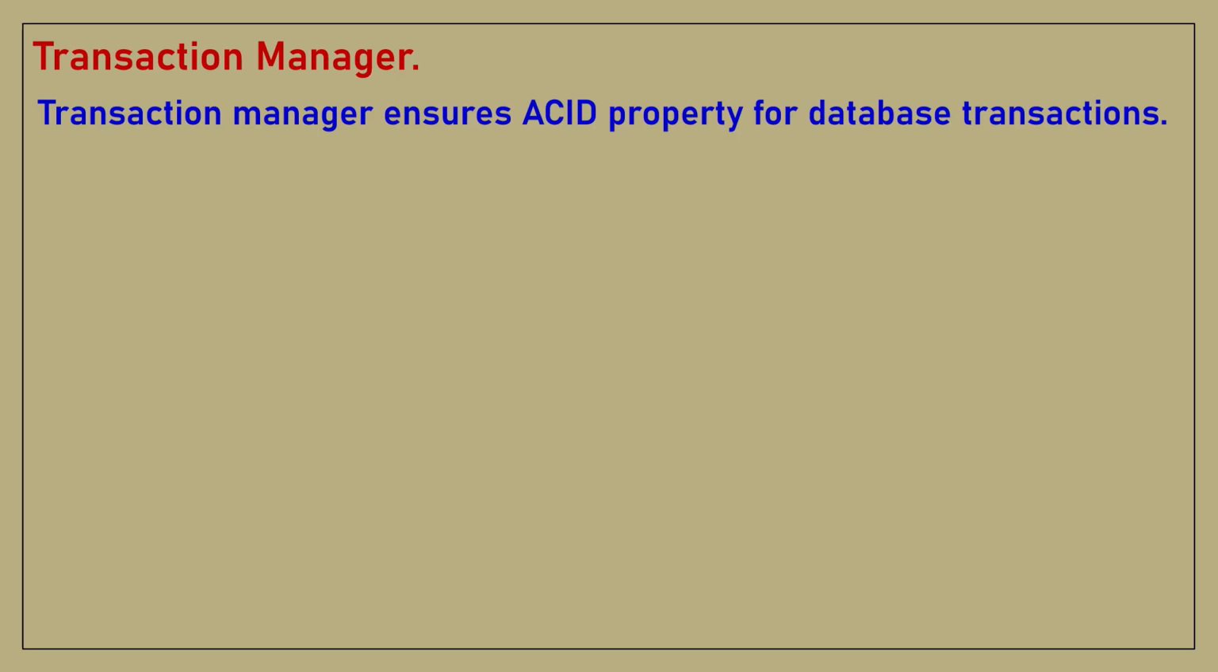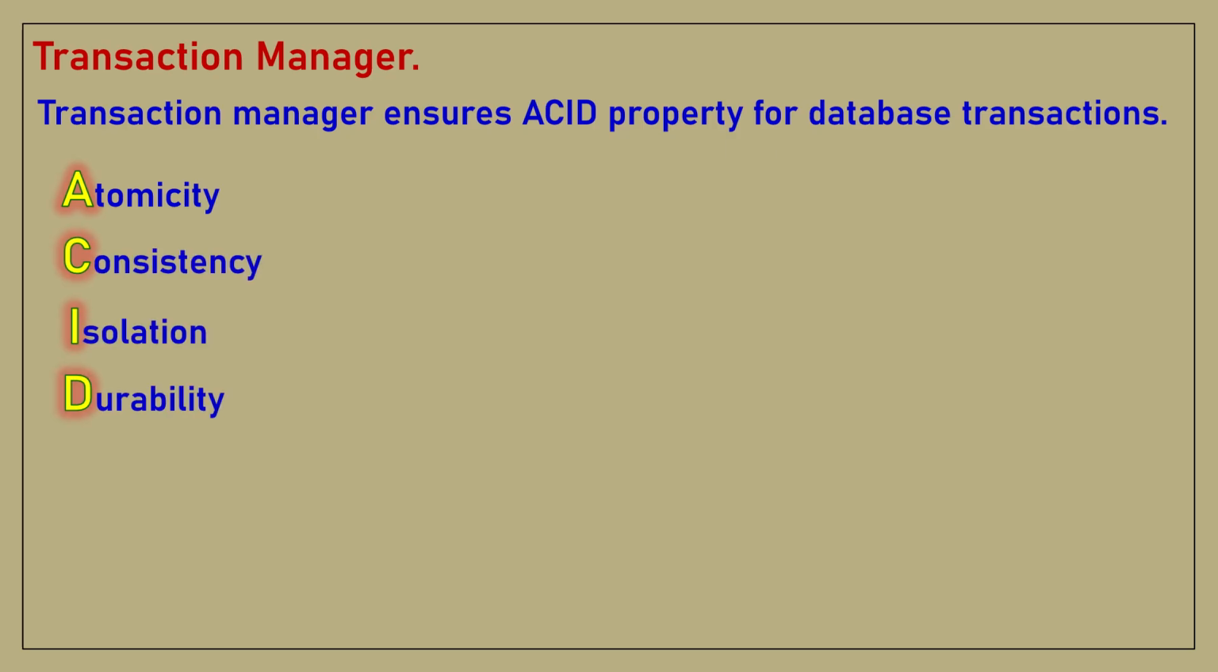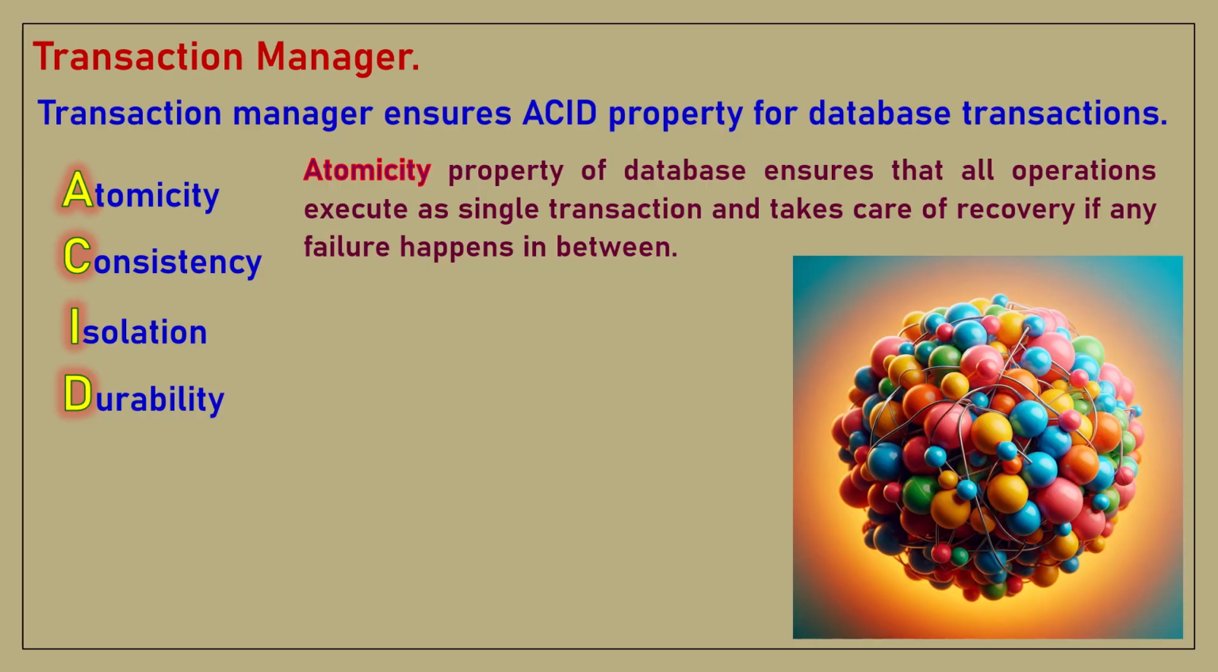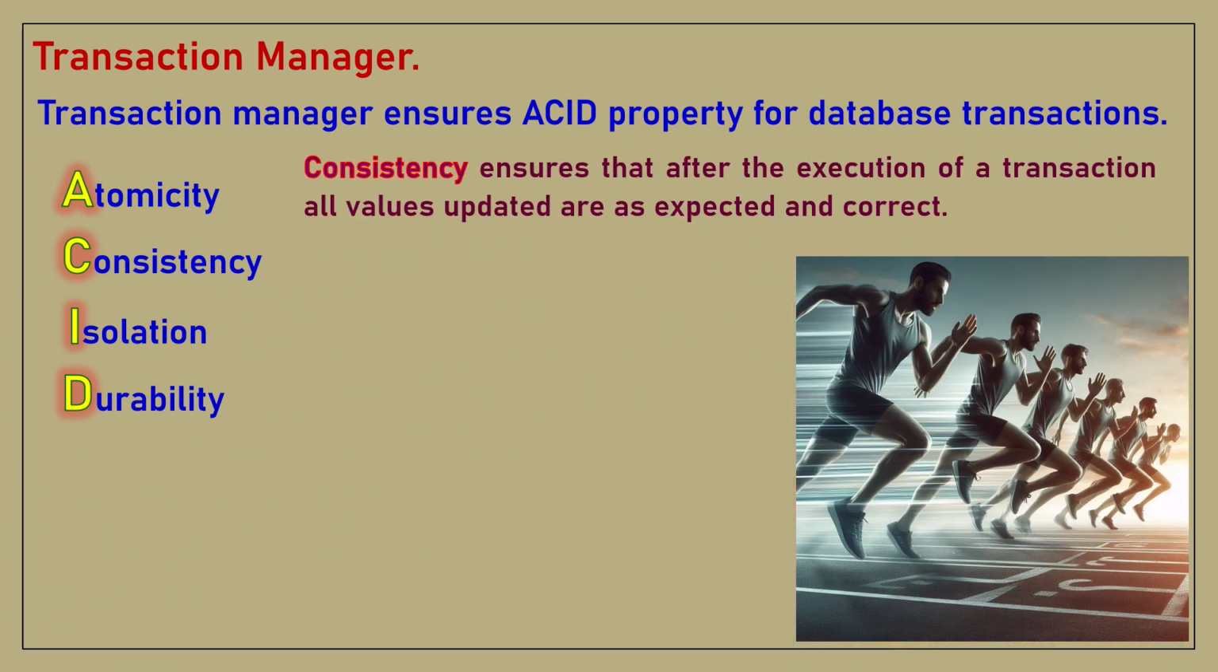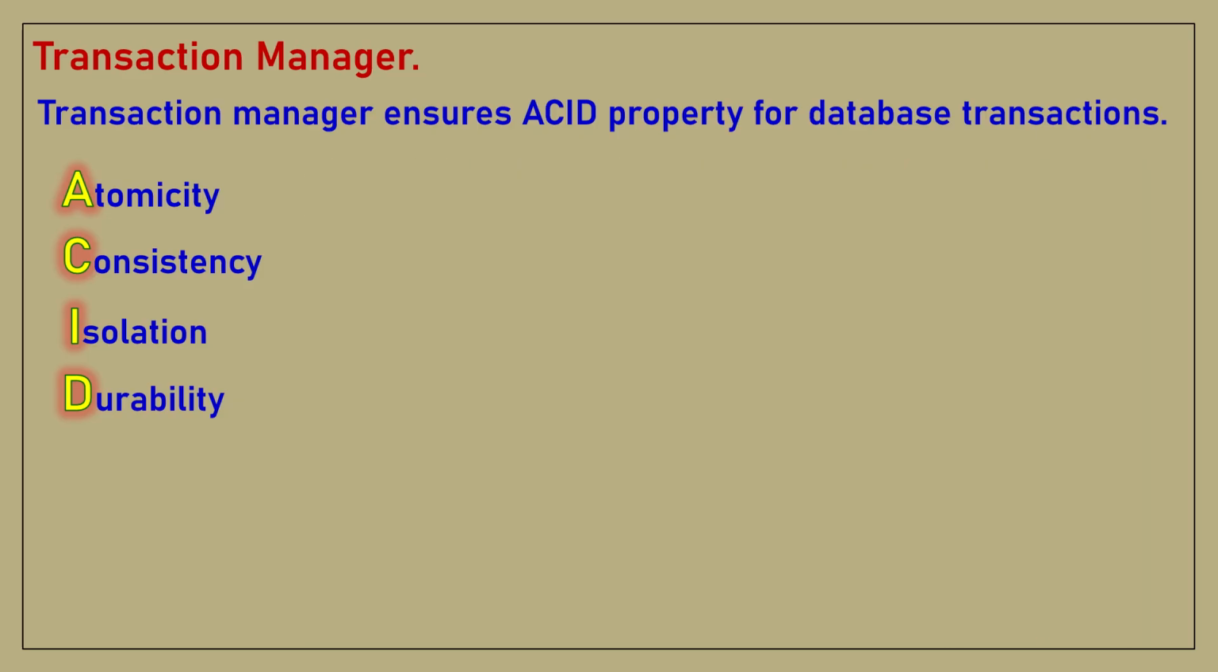ACID stands for atomicity, consistency, isolation, durability. Atomicity property of database ensures that all operations execute as a single transaction and takes care of recovery if any failure happens in between. Consistency ensures that after the execution of a transaction, all values updated are as expected and correct.